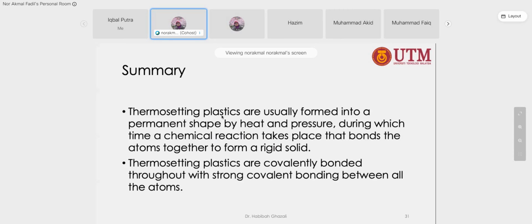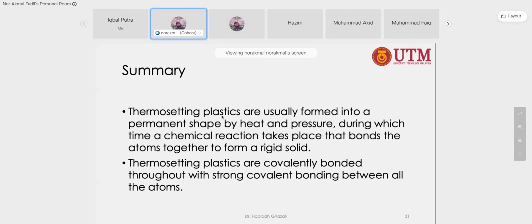And for the thermosetting, it is usually formed into a permanent shape by heat and pressure, during which time a chemical reaction takes place that bonds the atoms together to form a rigid solid, like glue. When we combine resin and hardener together, it will form a hard joint, for example, if you want to bond one component with another component, you use glue, which consists of resin and hardener.